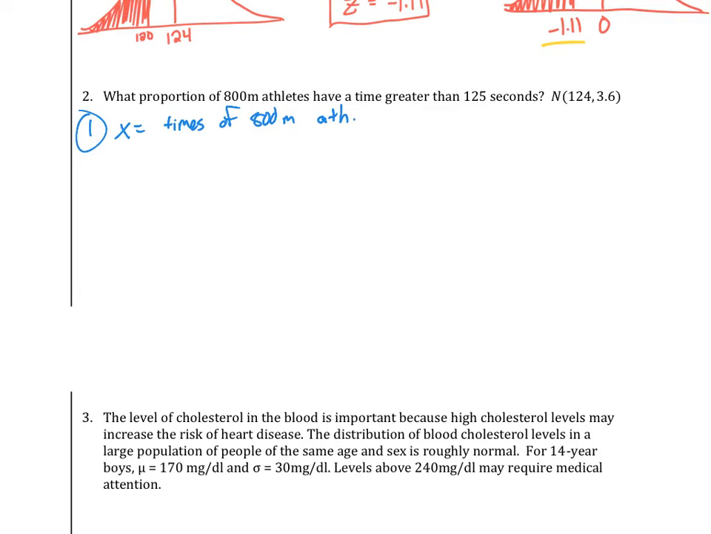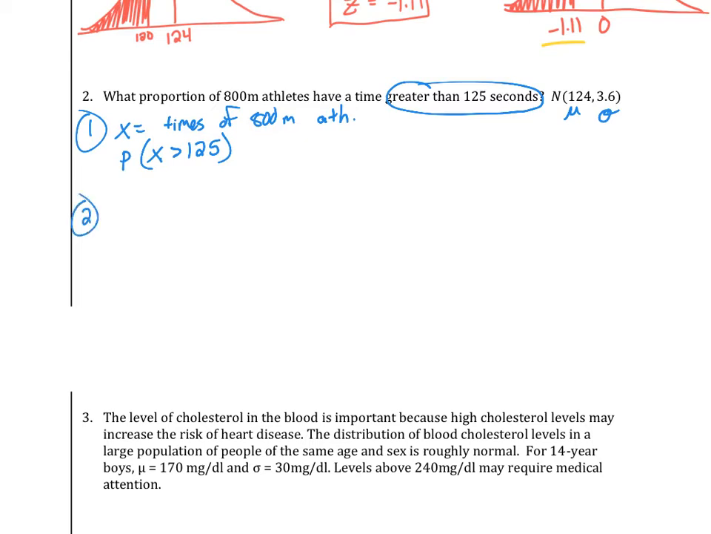Okay, and this time I want to find out what is the probability that their time is greater than 125. So what are the chances that they run faster or longer than 125? And again, we have the average and the standard deviation is given. So the probability that x is greater than 125.